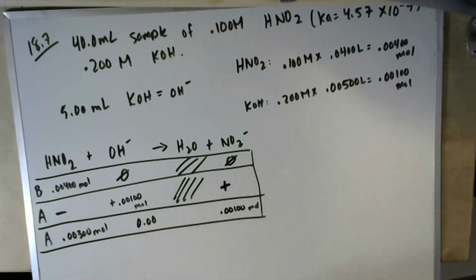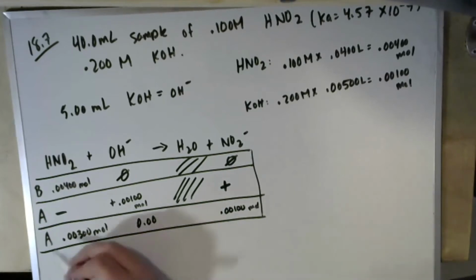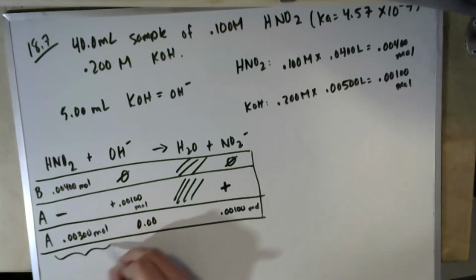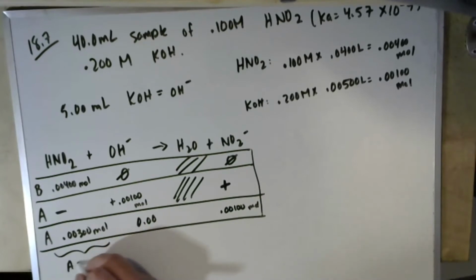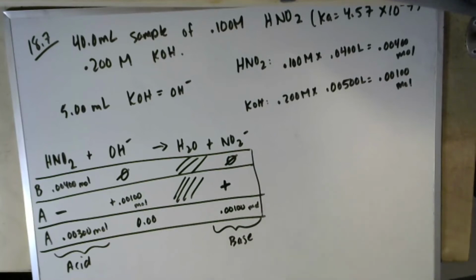All right. Now, if we look at what we have left over in this addition row, we can use this to put into an ICE table, or we can recognize that what we have here is a weak acid. What we have here is a weak base. And when we have our weak acid and our weak base, we can use our Henderson-Hasselbalch equation to figure out what the pH is of the solution.